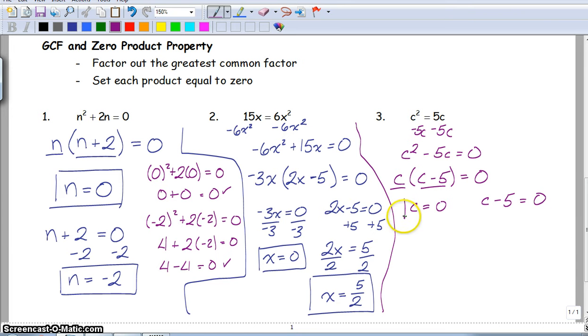We don't need to solve anything right here. So one of your solutions is c equals 0. With this other product, add 5 to both sides, and c equals positive 5 for your other solution. Make sure when you're doing this, you check both the products, everything. You should have at least 2 answers every time.